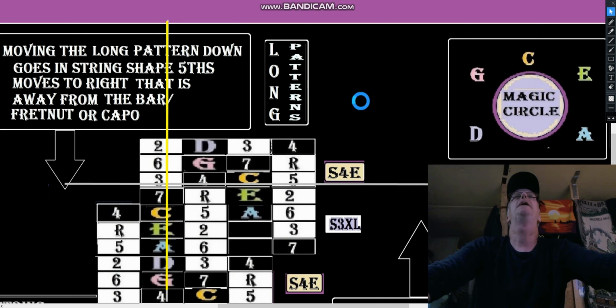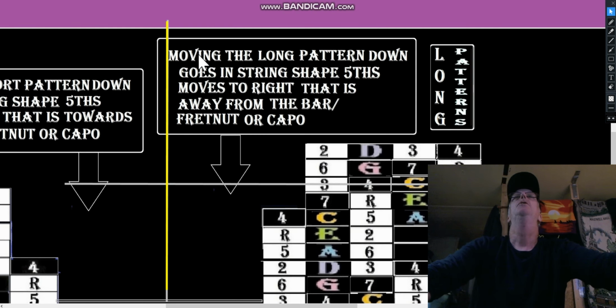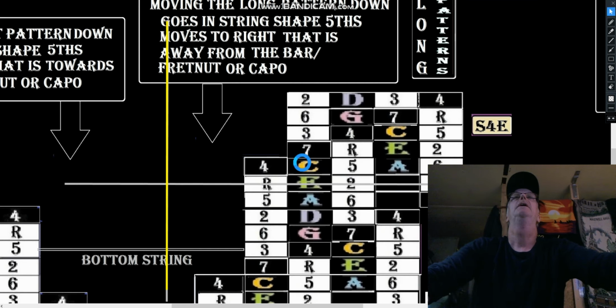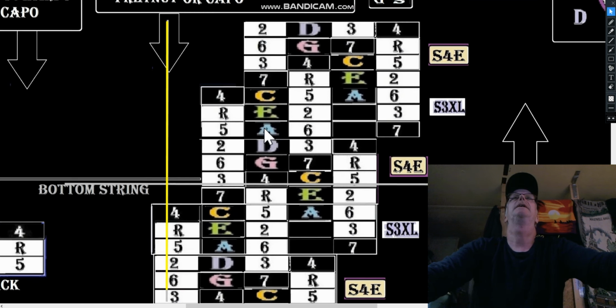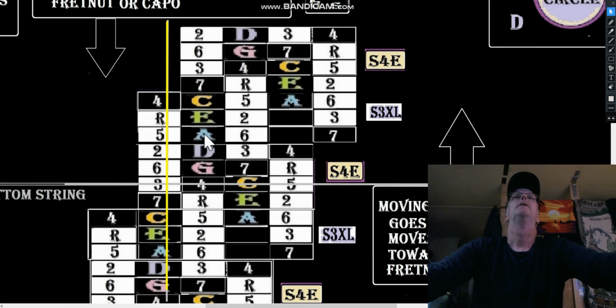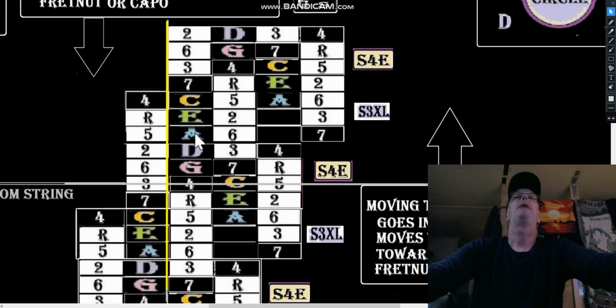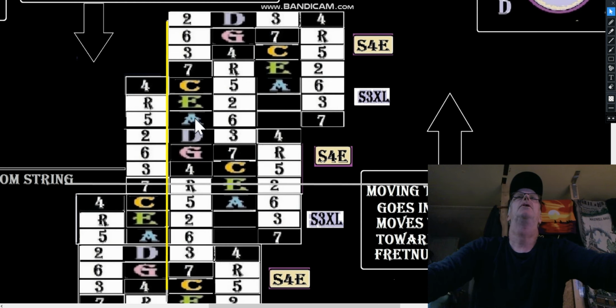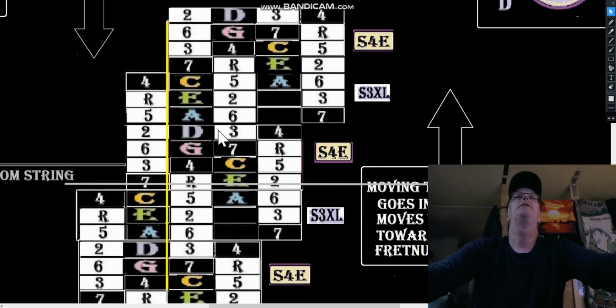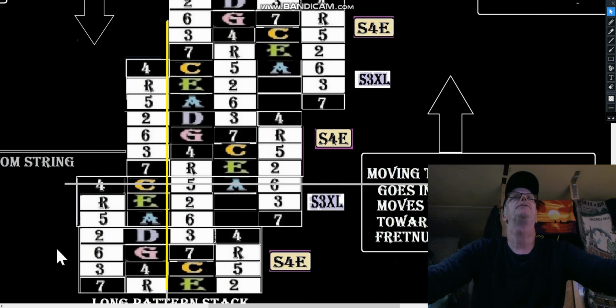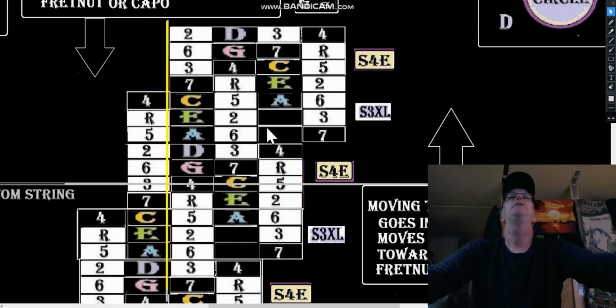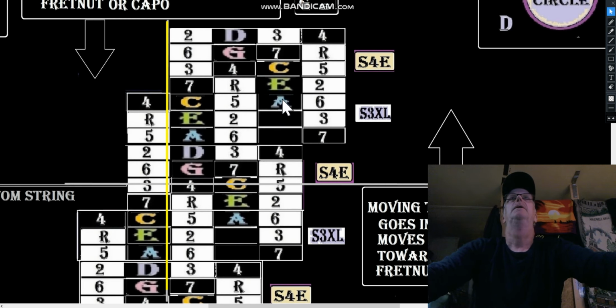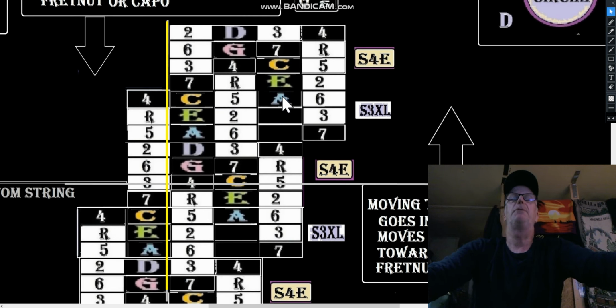So moving to the right is in fourths. It says right here. Move the long pattern down, goes to string shape fifths rather. That's moving the pattern down, moves to the right. Okay, so it's opposite of what you'd think it is, right? So moving the pattern down goes in string shape fourths, but that moves the pattern to the left, as you can see over in this region. Moving the pattern up, actually, sorry, that was moving the pattern up.